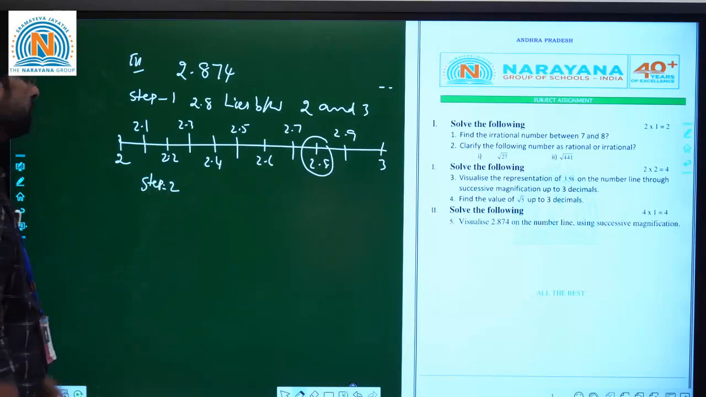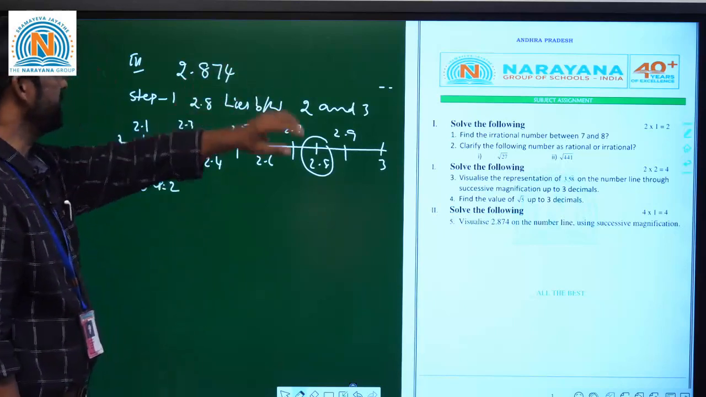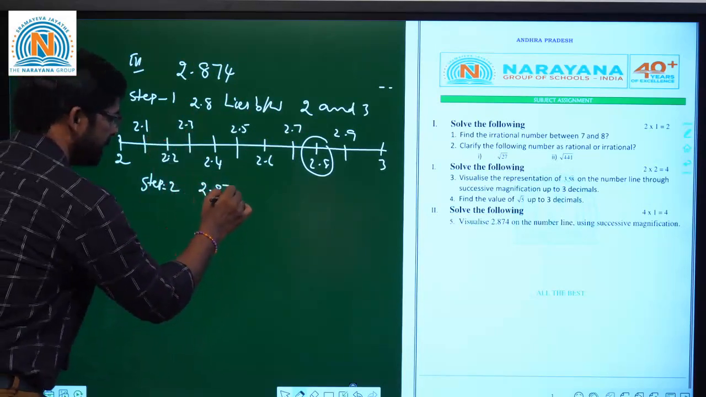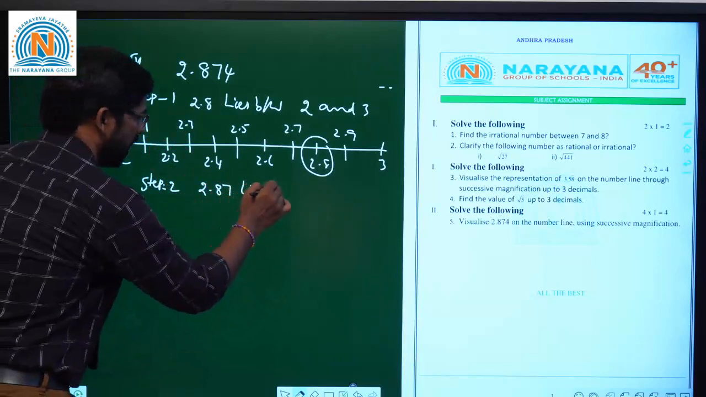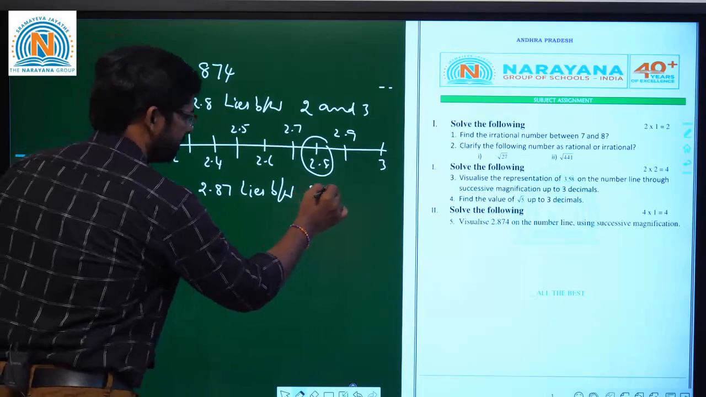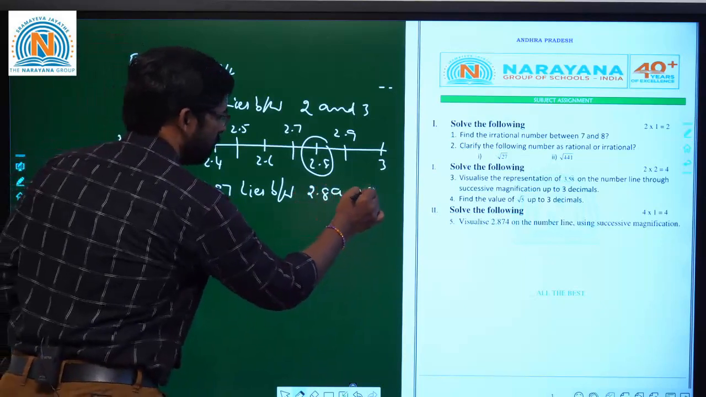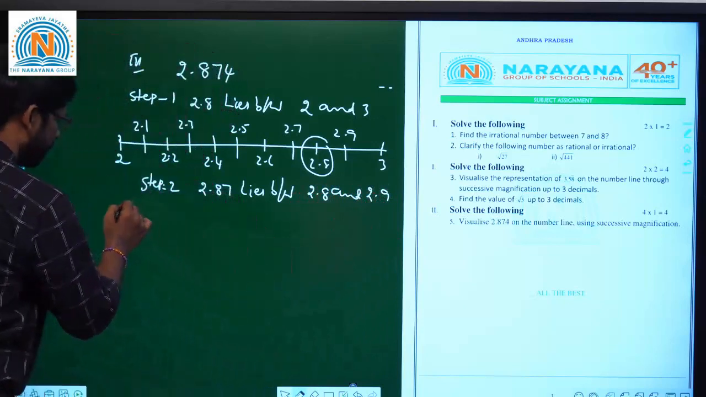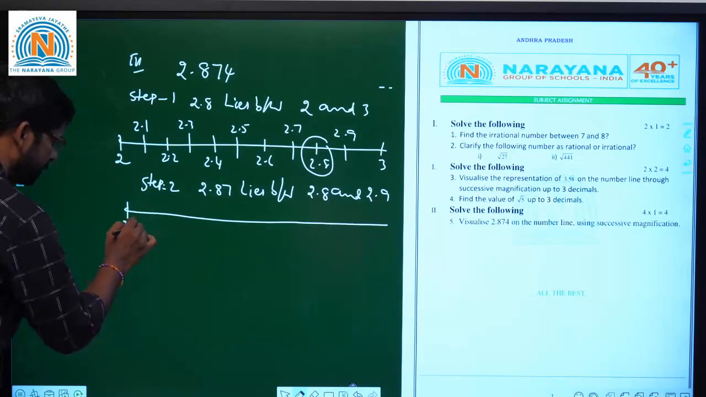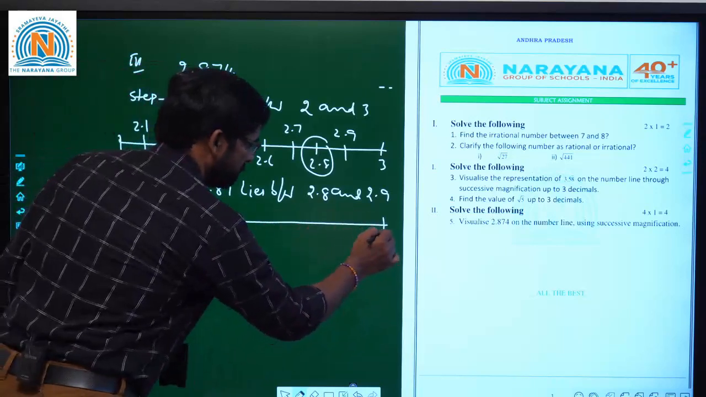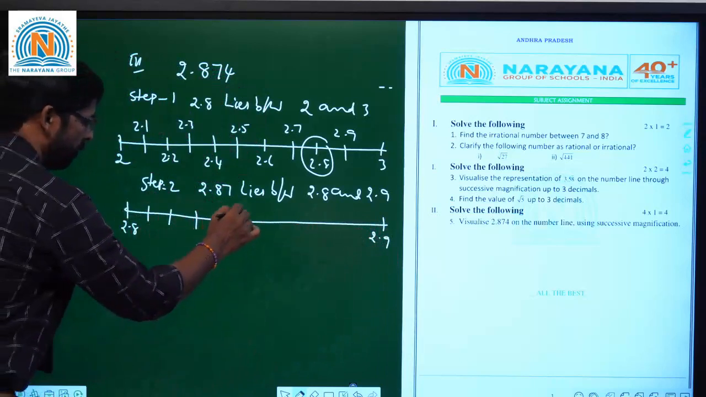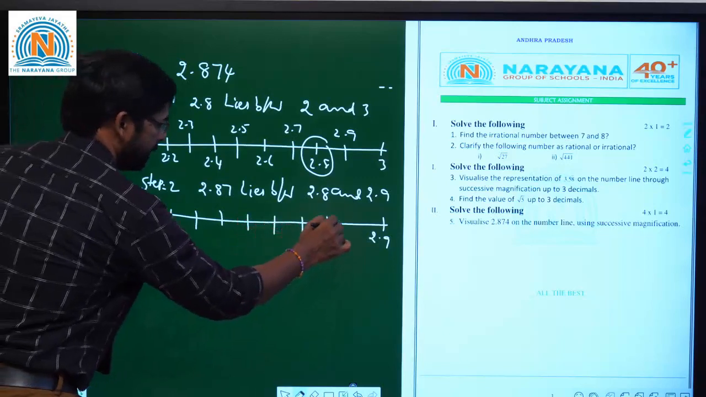Step 2. So next one, 2.87 lies between 2.8 and 2.9. So between 2.8 and 2.9, each unit is divided into 10 equal parts: 1, 2, 3, 4, 5, 6, 7, 8, 9.